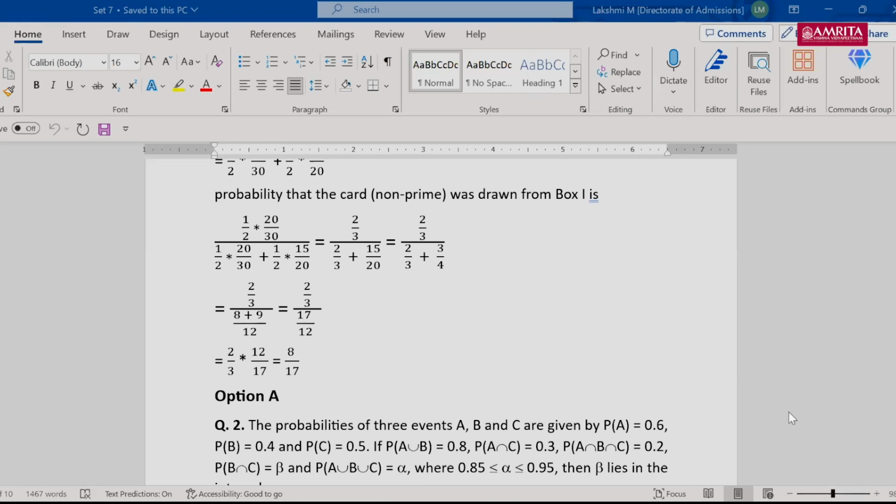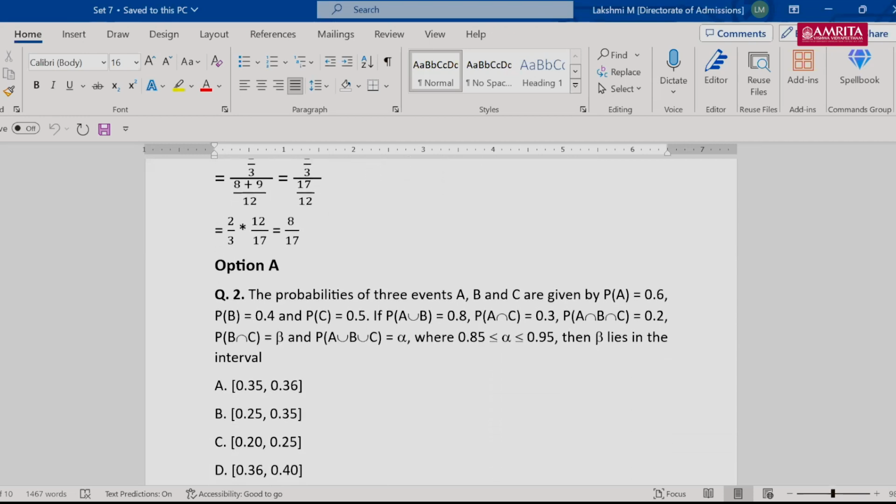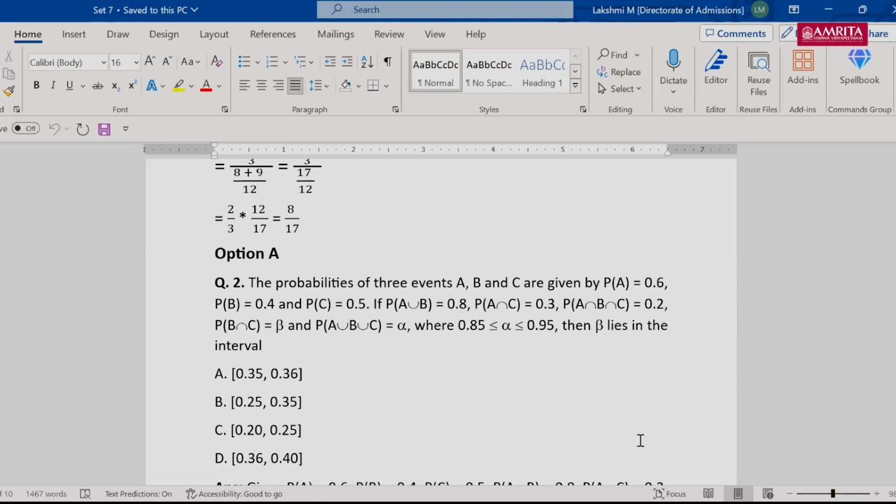Okay. Now this question, I want all of you to answer. A very easy question. I think most of you have seen this also. I'll just read it out. Now these types of questions have started coming in examinations. Probabilities of 3 events, A, B, C. I hope you studied the formulas. They have given P of A 0.6, P of B 0.4, P of C 0.5. A union B also, I know it's 0.8. A intersection C, it's 0.3. A intersection B intersection C, it's 0.2.